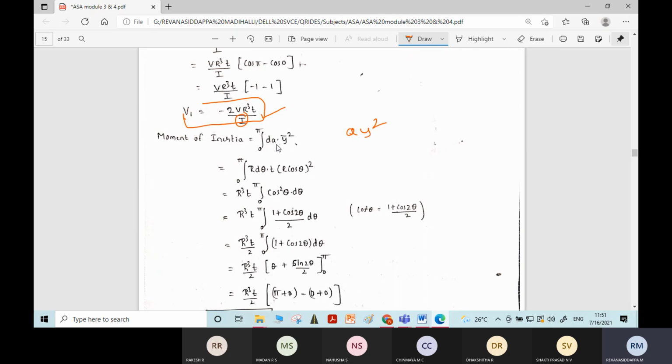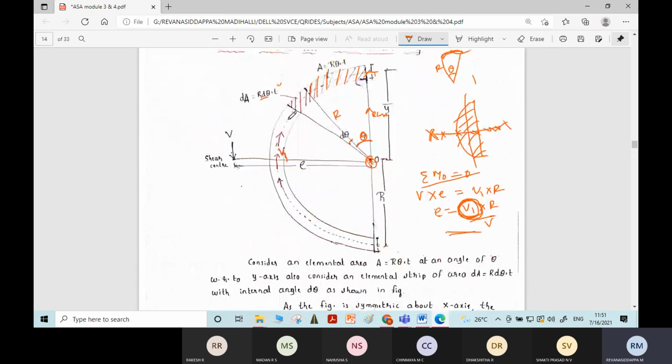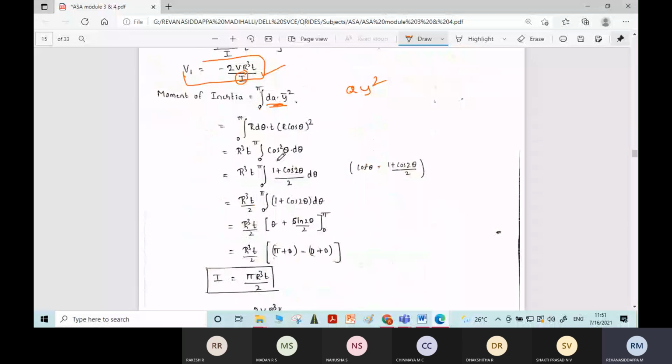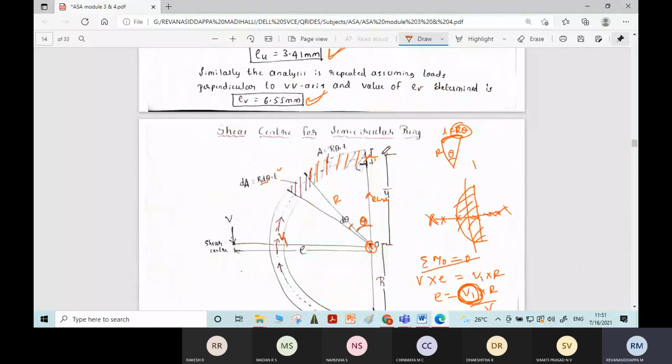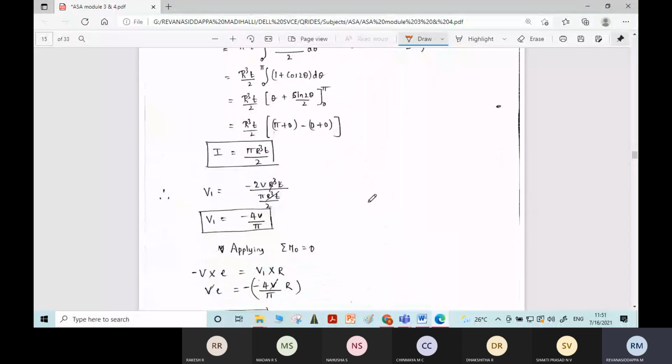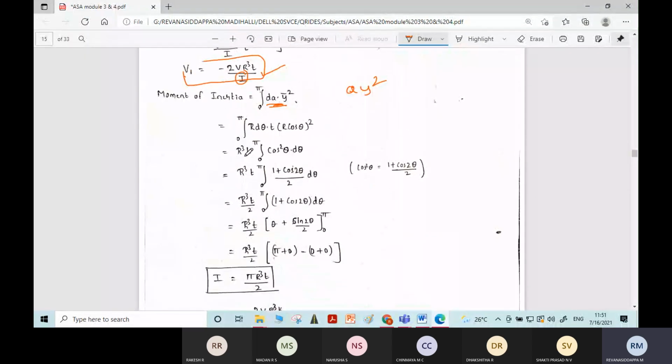To find the moment of inertia of the semicircle, integrate from 0 to pi, since for a semicircle the angle is 180 degrees. So the limits are 0 to pi, dA into y square, where dA is the area of the elemental strip, that is R d theta into T, into y bar, which is R cos theta. Substituted and integrated, y bar square, and the constants are taken outside the integration, and cos square theta is rewritten as 1 plus cos 2 theta divided by 2.